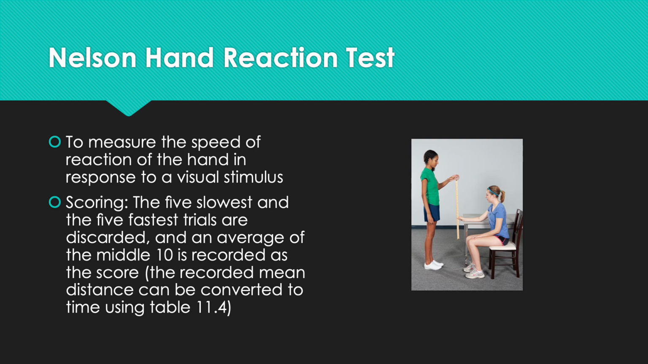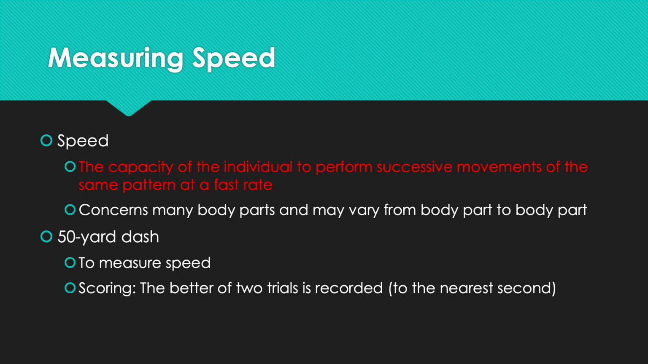Our next component of performance-related fitness is measuring speed. So speed is the capacity of the individual to perform successive movements of the same pattern at a fast rate. Speed concerns many body parts and may vary from body part to body part. Speed is essential for successful performance in many motor activities. One of the most common examples of measuring speed is the 50-yard dash. This is used to measure speed. For scoring, the better of 2 trials is recorded to the nearest second.